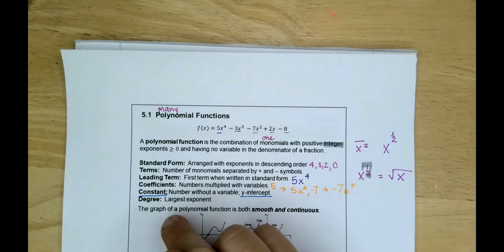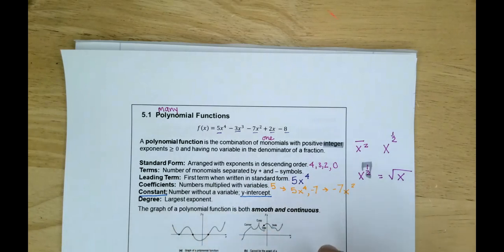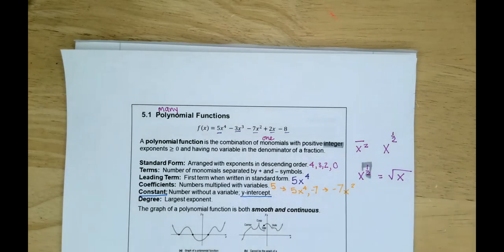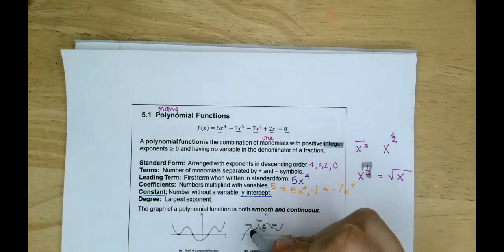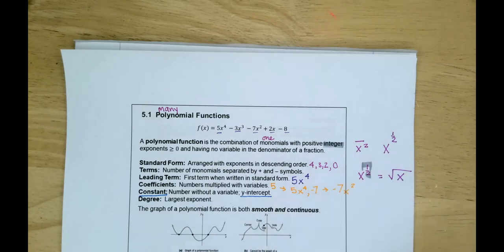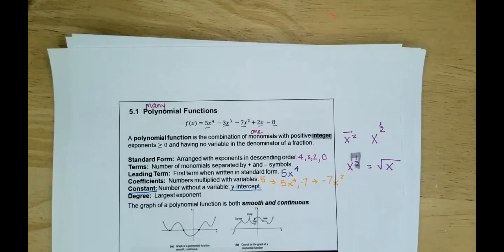For a graph to be a graph of a polynomial function, the graph needs to be both smooth and continuous. This graph is smooth and continuous. This graph is neither smooth nor continuous. It breaks here, so that would be an example of a break or a gap, and it has corners or cusps in it. Holes, corners, cusps, and gaps are examples that make it not a polynomial, okay? We're going to use this information to analyze the graphs of polynomial functions.